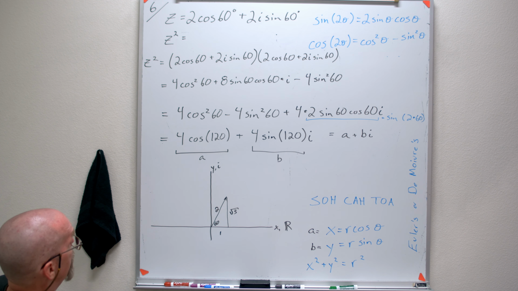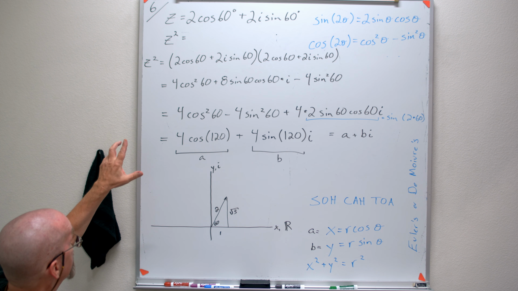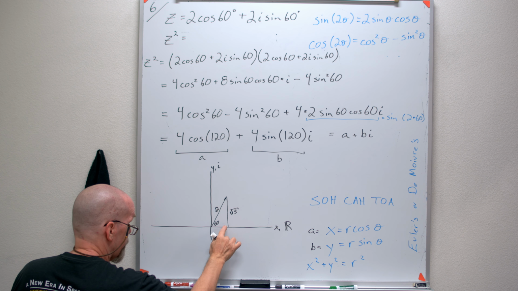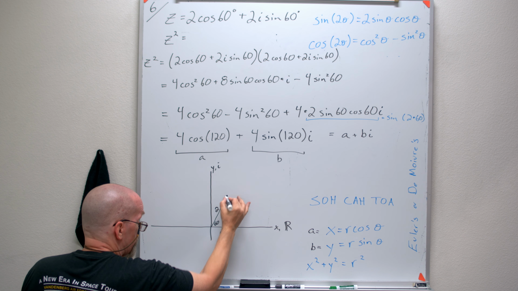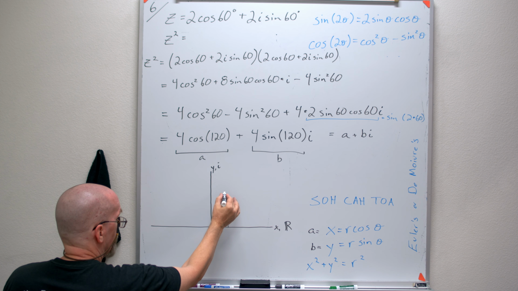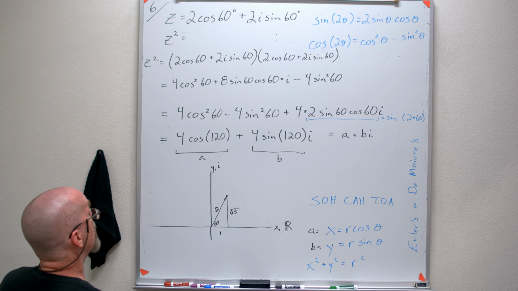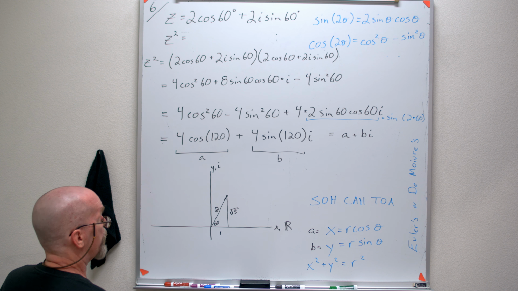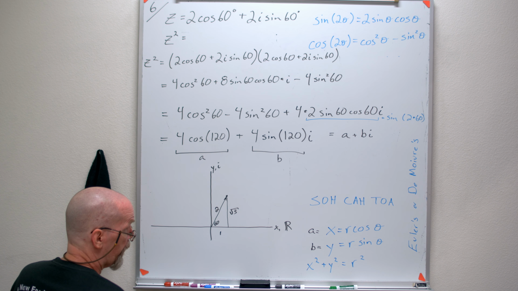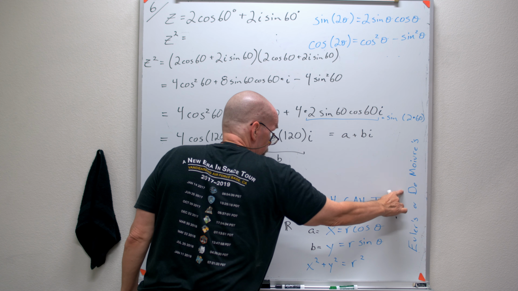Might have been on the previous one I did, right before having to start over again. If I did my 2 cosine 60, I would get this 1 unit. We started off right here. That point in the complex plane represents 2 cosine of 60 degrees plus 2i sine 60 degrees. When you square it, that's named De Moivre's theorem.